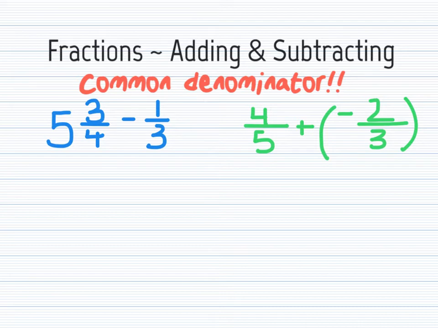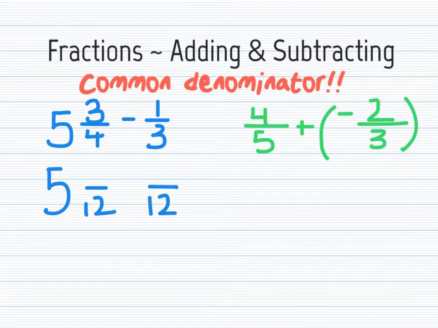Remember that when you add and subtract fractions, you always have to have a common denominator. Let's look at this first example. 5 3/4 minus 1/3. You need a common denominator. I am going to keep my whole number and set my fractions up currently with denominators of 4 and 3 to have a denominator of 12 because that's my least common denominator.